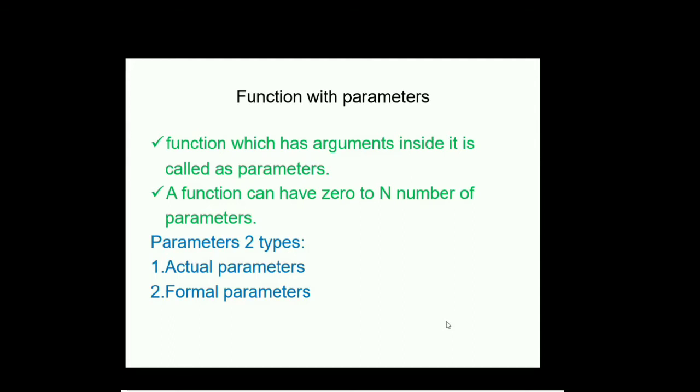Mayappan? The parameters which are in the function definition are formal parameters, and the parameters which we pass during the function call are actual parameters. The parameters which are in the function call are called actual parameters.